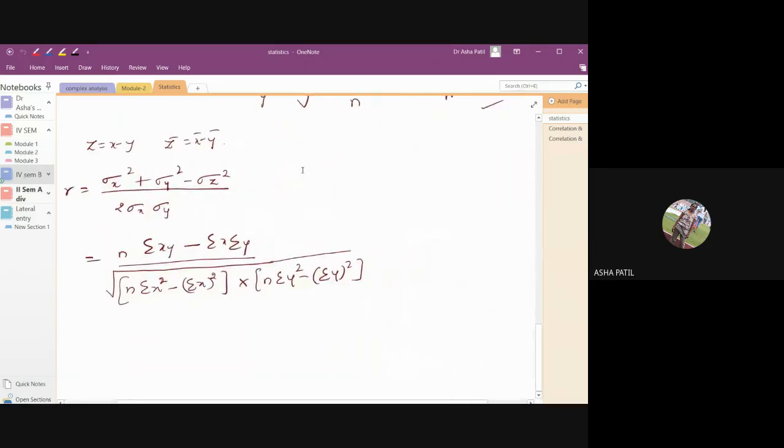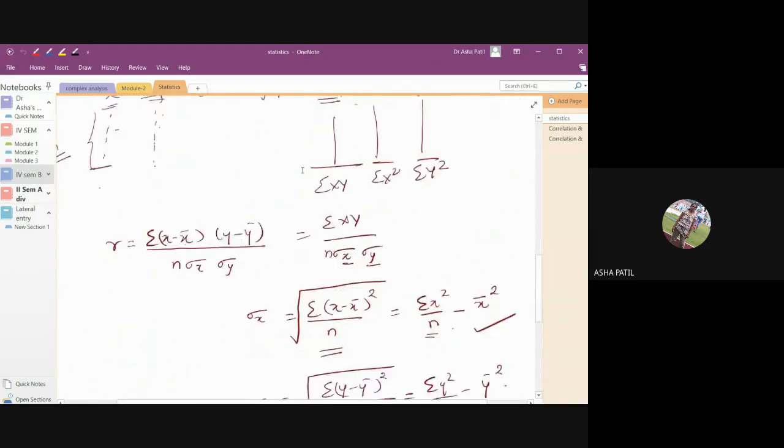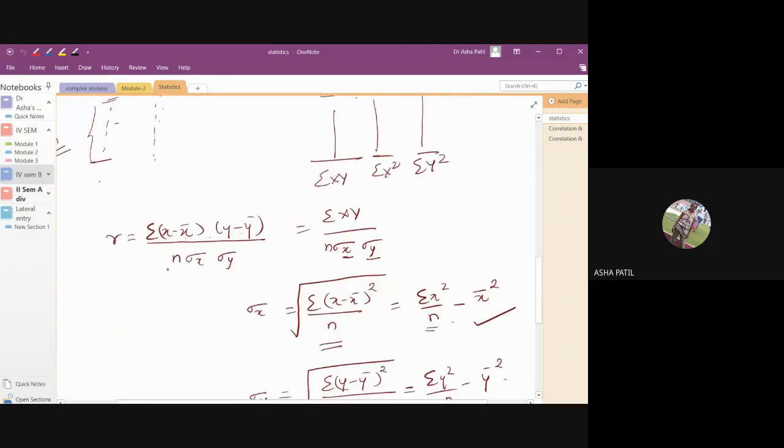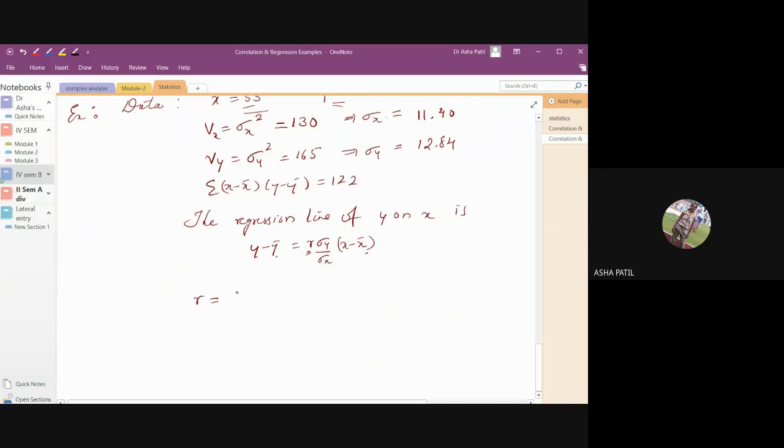Okay, here it is. See which quantities we know. Which formula can we apply? Can we go for this formula? We are given summation x minus x bar and y minus y bar. We have calculated sigma x and sigma y and we know n. Okay, we'll go for this formula. You have to remember which formula is to be applied when. It is summation x minus x bar into y minus y bar divided by n sigma x sigma y.